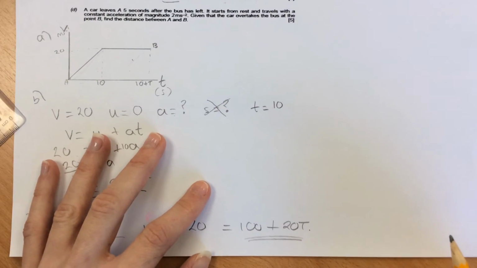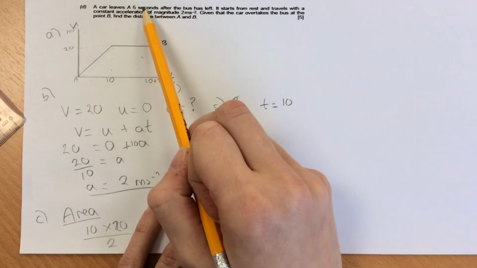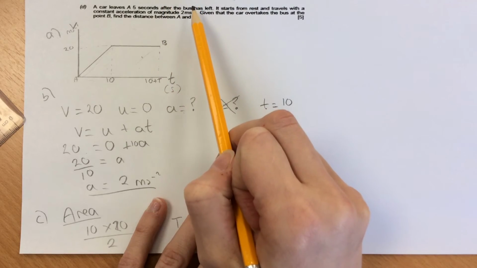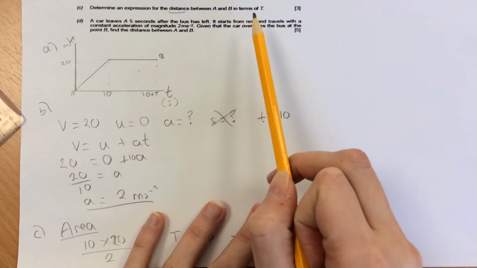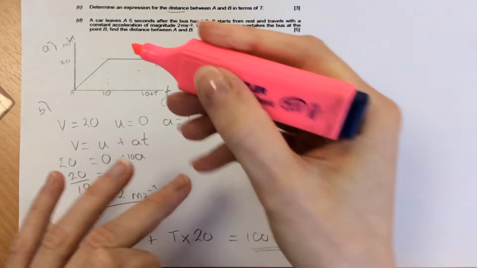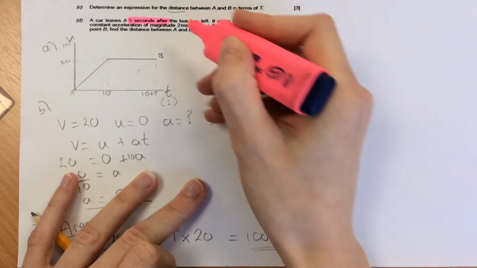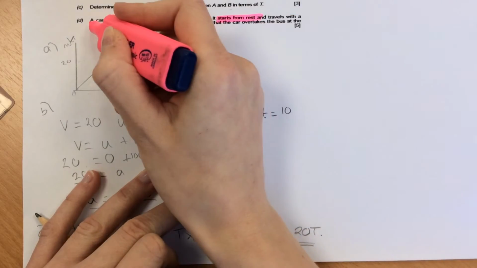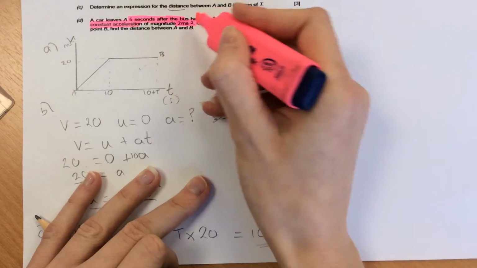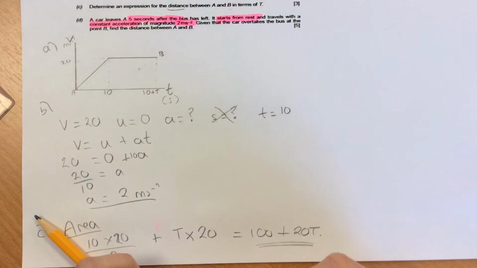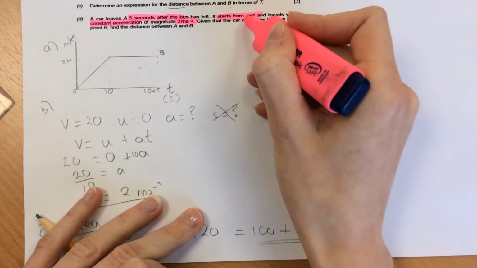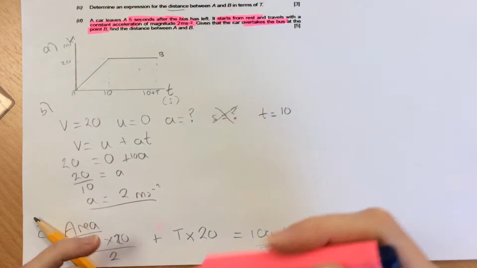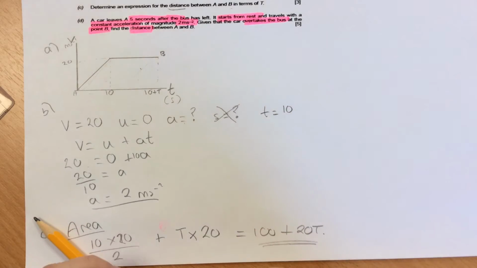Part D then says, a car leaves 5 seconds after the bus has left. It starts from rest. So 5 seconds after the rest. Starts from rest and has a constant acceleration of magnitude 2 meters per second squared. It overtakes the bus at point B. Find the distance. So this one is slightly different.